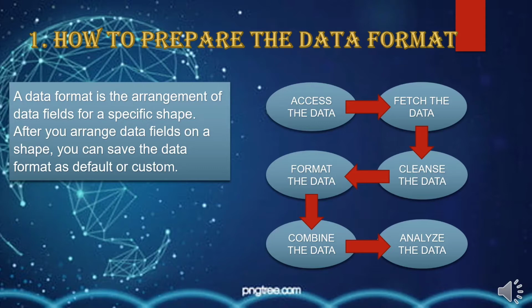Now, let me explain about section A first. The first topic is how to prepare the data format. A data format is the arrangement of data field for a specific shape. After you arrange the data field on a shape, you can save the data format as default or custom. First, you have to access the data. Second, you have to fetch the data. Third, you have to cleanse the data. Next, you have to format the data. Then, you have to combine the data. And lastly, you have to analyze the data.